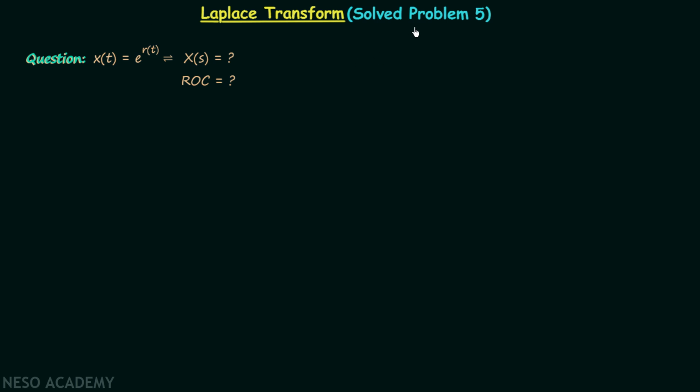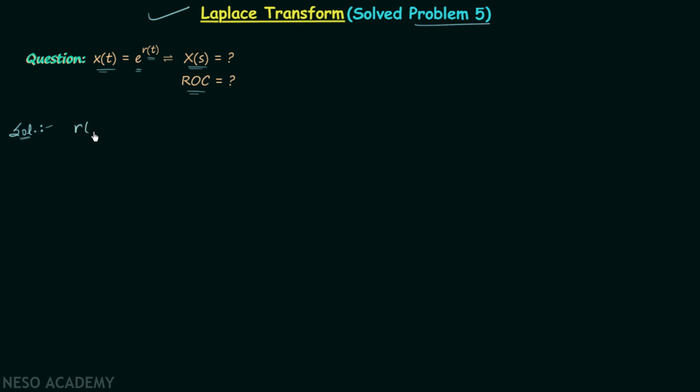Let's solve the fifth problem of Laplace transform. In this problem we have a time domain signal x(t), where x(t) is equal to e^(r(t)), where r(t) is the unit ramp signal, and we are required to calculate the bilateral Laplace transform X(s) and also the region of convergence. So let's see how we can calculate the bilateral Laplace transform and the region of convergence.